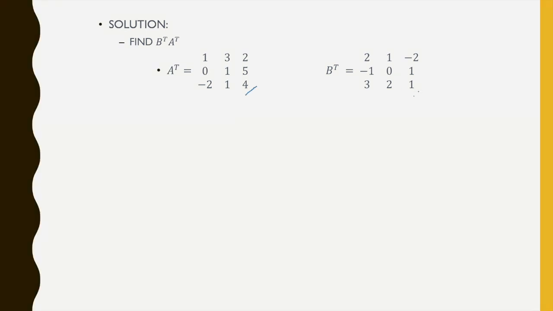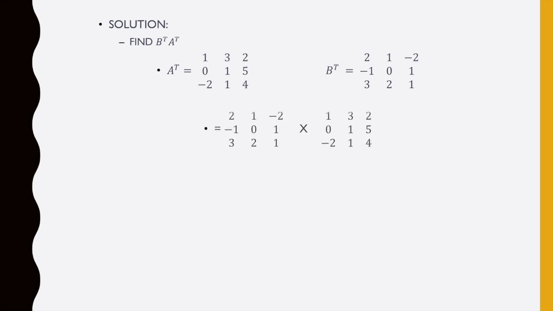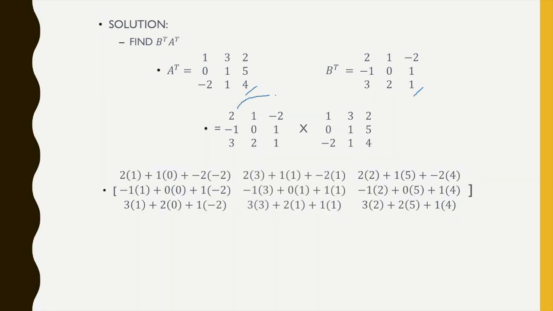Now, let us multiply the matrices. Since the number of columns of matrix B is equal to the number of rows of matrix A, then the two matrices are conformable and BA is possible. To get the product of the two matrices, the rows of the transpose of B are multiplied to the columns of the transpose of A, as seen below. As we simplify further, we now get this result.